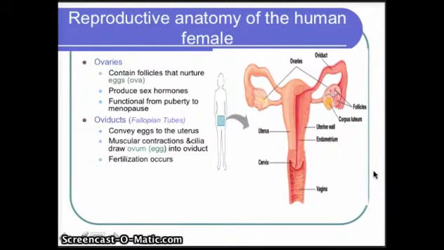In males, there were testes, and in females, there are ovaries. Ovaries are going to contain the follicles that nurture eggs, otherwise known as ova. They produce sex hormones and function from puberty all the way through menopause. The oviducts are known as the fallopian tubes, and they again are going to convey the eggs down to the uterus. Muscular contractions and cilia are going to draw the egg or the ova from the ovary into the oviduct, and fertilization occurs actually within the oviduct itself.